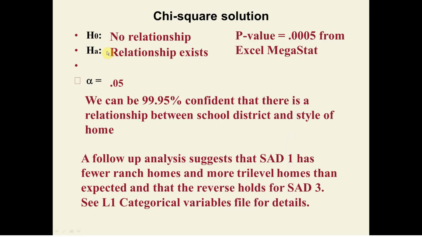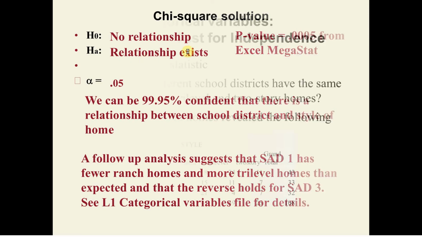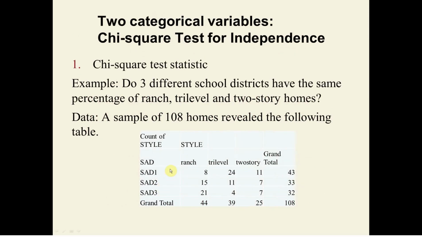So the hypothesis would be no relationship for the null, and the alternative would be relationship exists. That might seem a little weird for you because we talked about the alternative has the not equal sign. But if you look very carefully, you'll think about, well, what does it mean for something to have a relationship? Well, for two categorical variables to have a relationship, it kind of means that the probability of, say, school district given ranch style house is not equal to the probability of being in that school district overall.